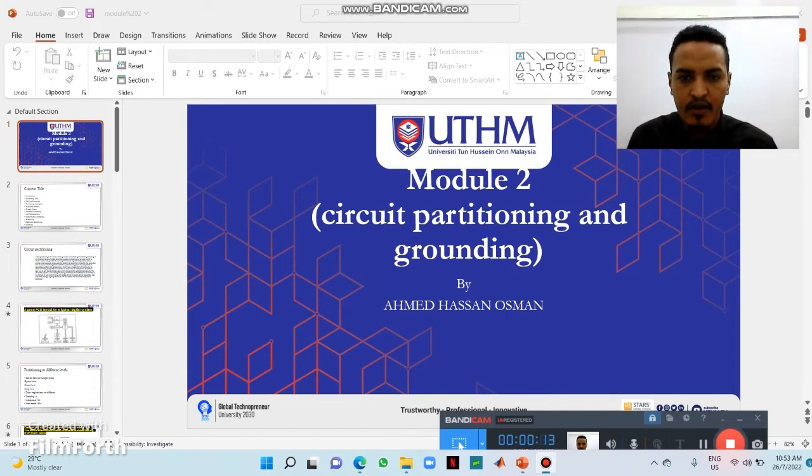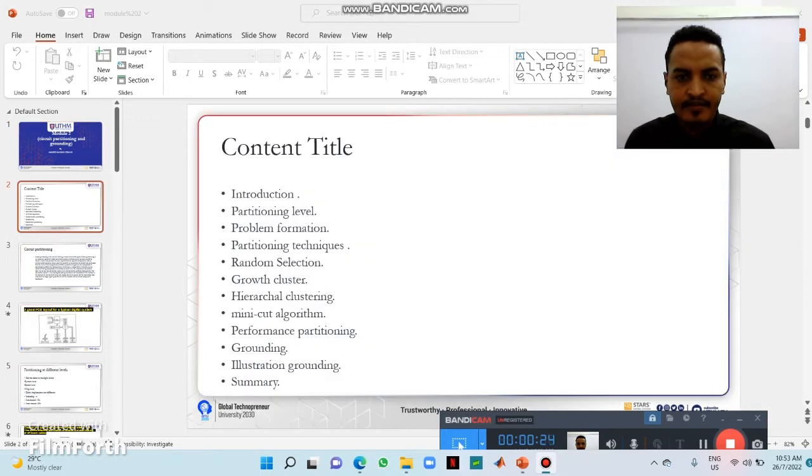And this is our project in module 2, circuit partitioning and grounding. My name is Amal Hassan Usman. The contents are: introduction, partitioning levels, problem formulation, partitioning algorithms (constructive: random selection, cluster growth, hierarchical clustering; iterative), algorithm performance, partitioning, grounding, restoration, grounding, and summary.